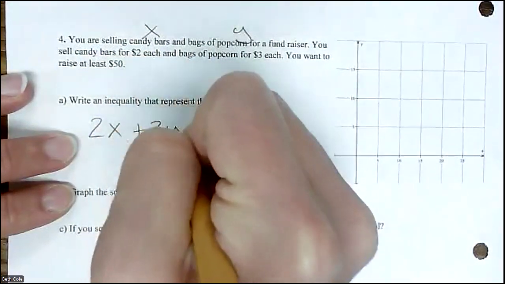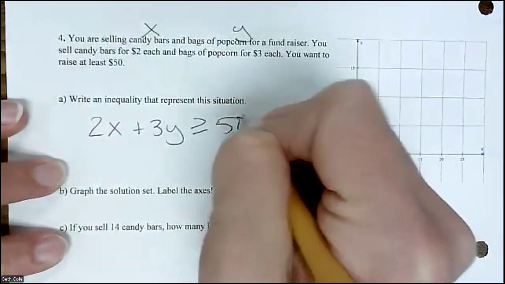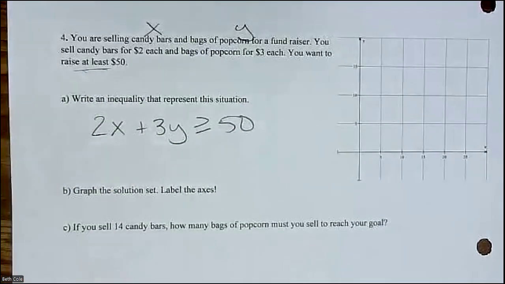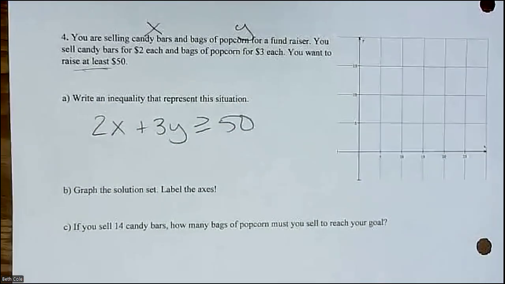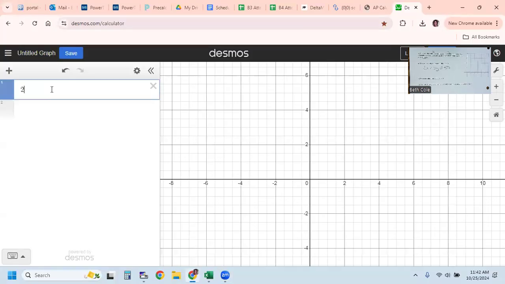2X, good, plus 3Y. Greater than or equal to. Why is it greater than or equal to? At least you need 50 or more. Okay, cool. I'm going to go type it in. Good job, guys. Perfect. All right, so it is 2X plus 3Y is greater than or equal to 50.